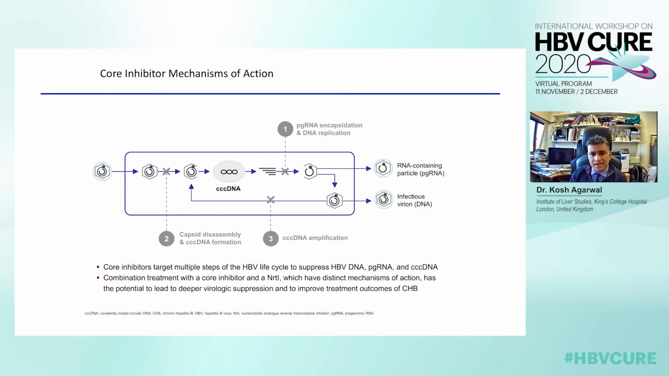They act here in pgRNA encapsulation to influence and decrease the formation of RNA-containing particles, to also disrupt and cause disassembly, and likewise, lastly, cccDNA amplification. And this, I think, is going to be the key as we see longer-term data as to the longer-term effects and influence on cccDNA amplification and diminishing that amplification as we see in various phases of hepatitis B.